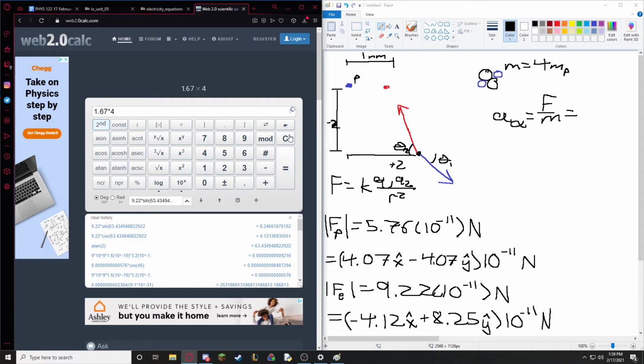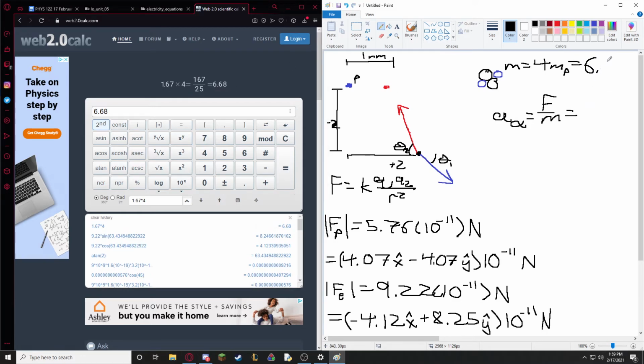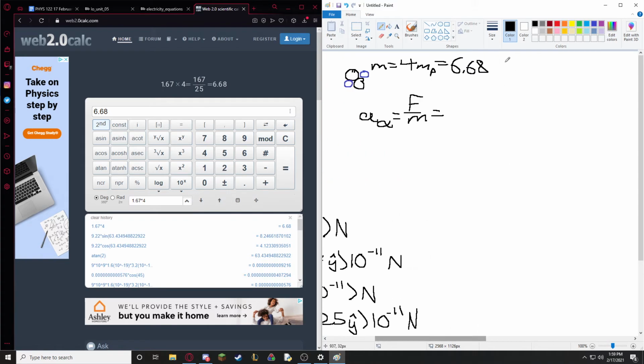1.67 times 4 gives 6.68 times 10 to the minus 20. Is it 10 to the minus 26, or have we gone up one order of magnitude, or is it still 10 to the minus 27? Still going to be 10 to the minus 27.